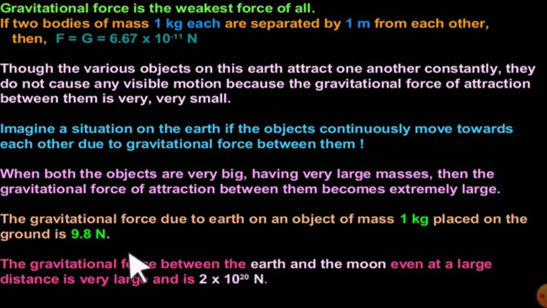Suppose the gravitational force due to the earth on an object of mass 1 kg placed on the ground is equal to 9.8 Newton. 9.8 Newton is not that small when compared with the gravitational force between the earth and the moon. Even though they are at a very far distance, their gravitational force comes out to be 2 into 10 to the power 20 Newton. So this is very large. When the objects are very large, only then can we realize it.